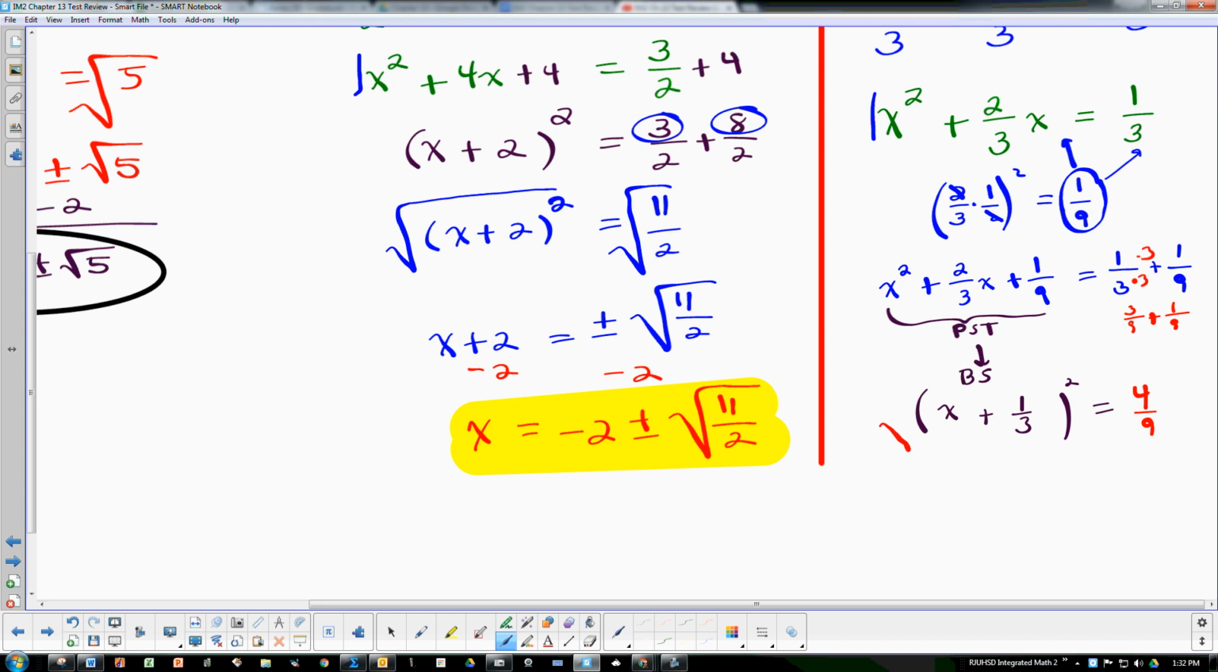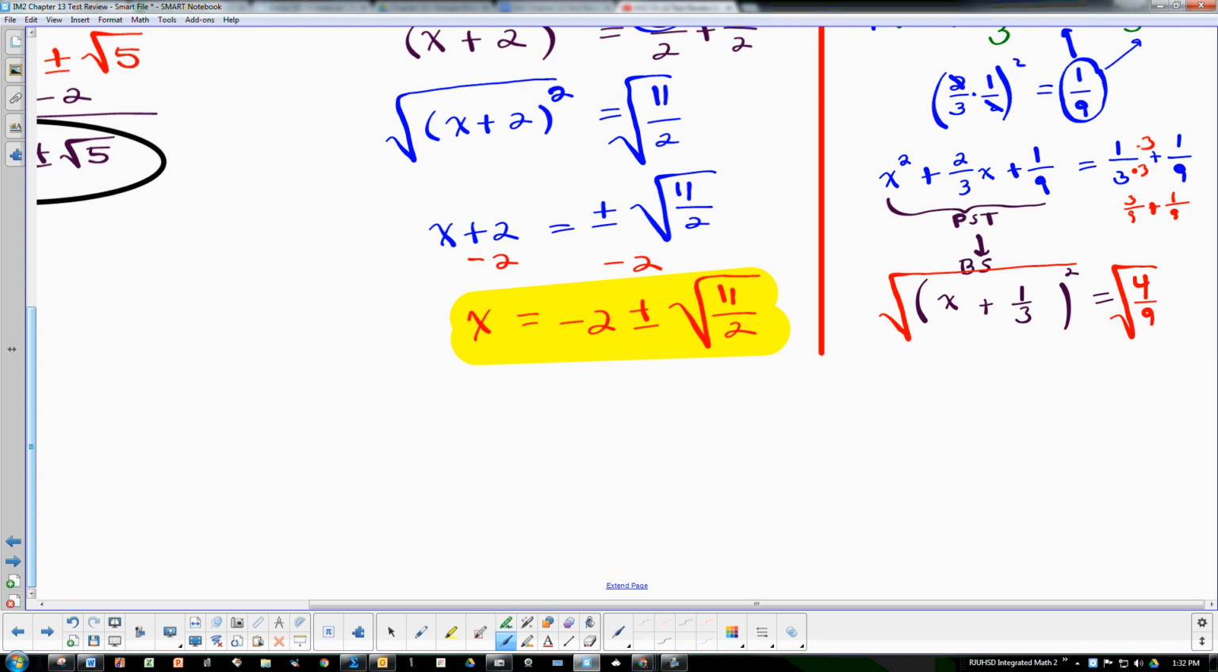I then take the square root of each side. And it's going to work out pretty nice. I have x plus 1/3, and that's going to be equal to plus or minus, well, the square root of 4 is 2, square root of 9, 3, so this is going to be 2/3. We're going to subtract a third on each side. And I have x is now equal to -1/3 plus or minus 2/3.